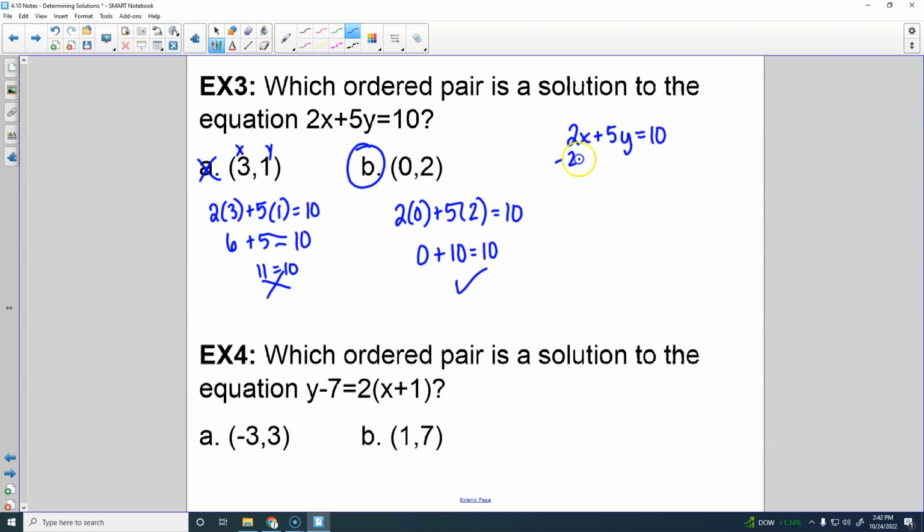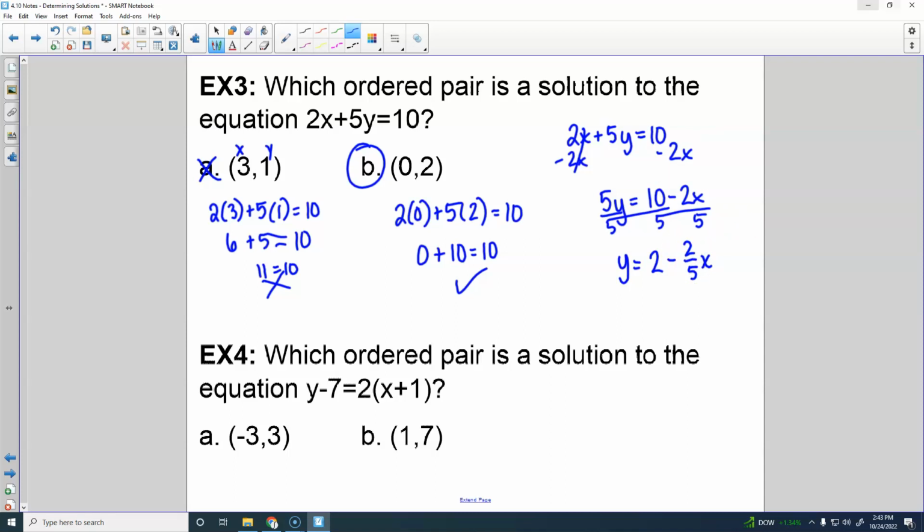Very good. We'll subtract that 2x. So 5y equals 10 minus 2x. What would I do next, Anna Grace? Good. Divide everything by 5 there. So y equals 2 minus 2 fifths x.